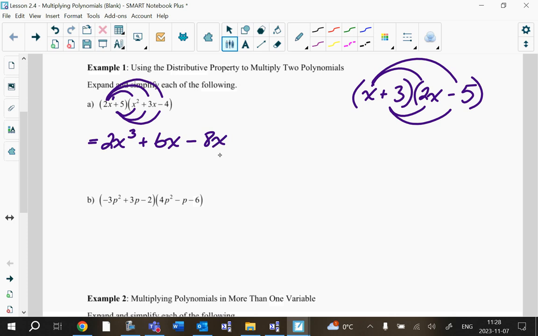And now we start the 5 and run it through the next trinomial. 5 times x squared. 5 times 3x. And it's a plus. And 5 times negative 4. Minus 20. And just like we did when we multiplied a binomial by a binomial, we collect as many like terms as we can.